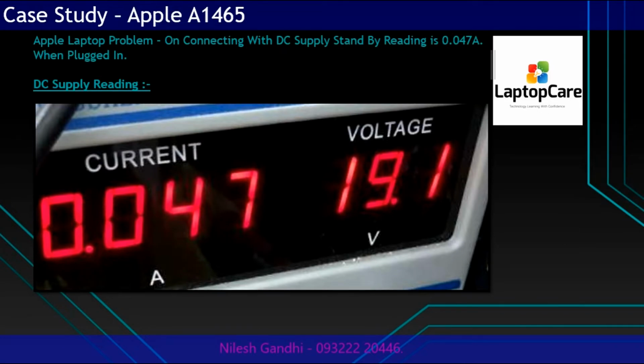On connecting this particular laptop to a DC supply, we found a standby current consumption of 47 milliamps, which you can see on the screen as shown. The current is only 47 milliamps. This standby current consumption is lower than a normal standby consumption, which was not looking right, and we need to check why it is low.